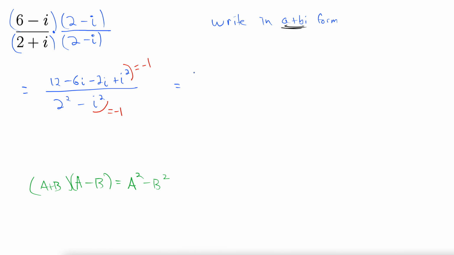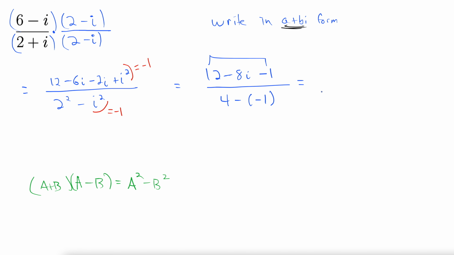Okay, so let's clean this up a little bit. Up top we have 12 minus 8i minus 1. I changed i squared to -1. Down below we have 4 minus a -1. So really keep track of the negatives when you go to do these conversions from i squared to -1.